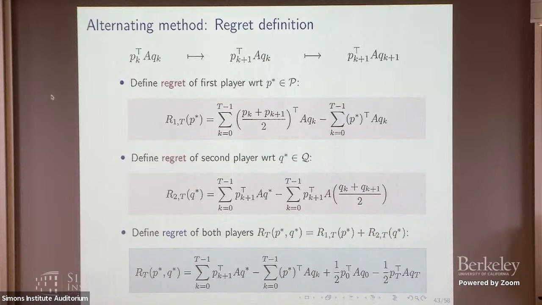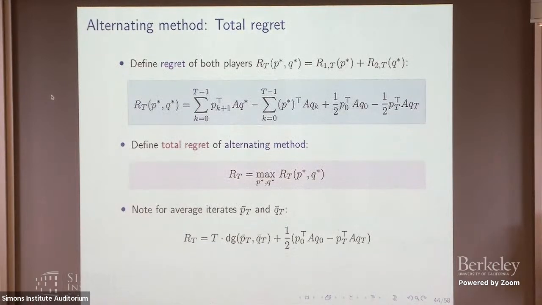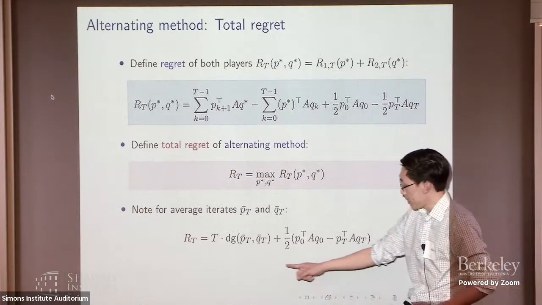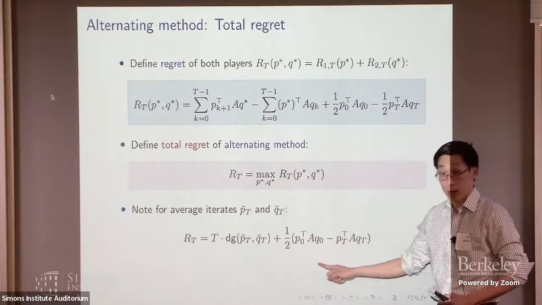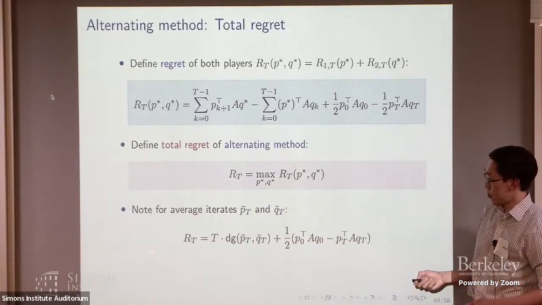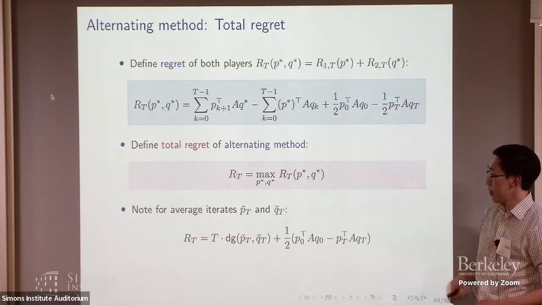So if you look at this regret definition, and then you maximize over the reference points, what you get is the following that we saw in the beginning of the talk: the average regret, if you divide by t, is equal to the duality gap of your average iterates plus something that decays as order 1 over t. So you really need to care only about this term.